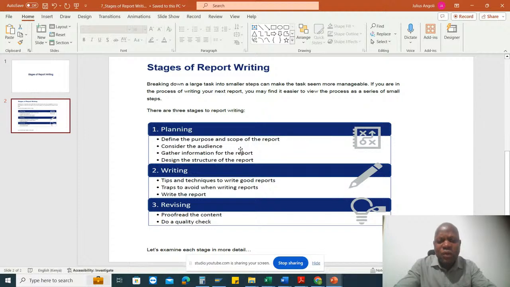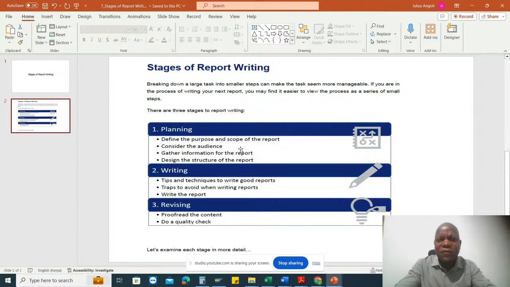Then the third stage will be basically to proofread the content. We need to go through the content just to ensure that it's communicating exactly what we want to communicate, and then do a quality check. We ask ourselves, are we meeting the purpose that we set out to cover? Are we meeting the scope and so forth? So these are the stages of report writing that we'll be covering in depth with practical exercises that you'll have to do so that you can see yourself improving every day. So we will be examining each stage in more detail.